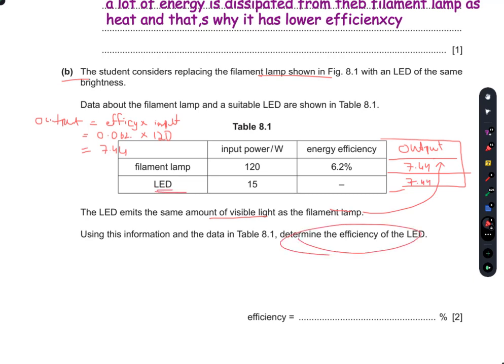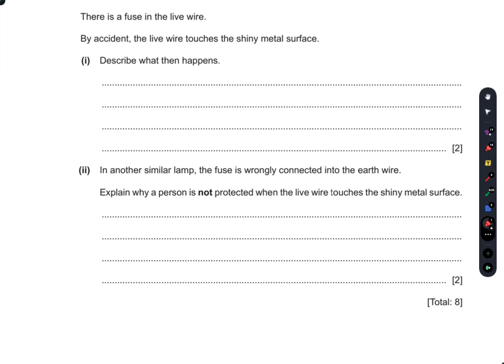Now I have to calculate the efficiency of the LED. I have got the output, I have got the input. So you take 7.44, that's about 7.5, and divide this by 15. So you will get 0.5. The efficiency is 50%. So that's your answer.